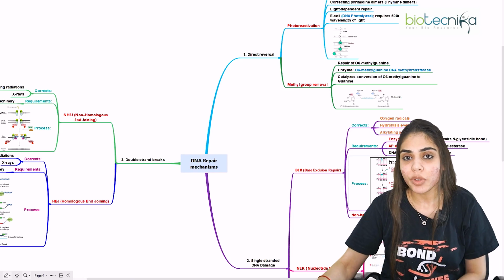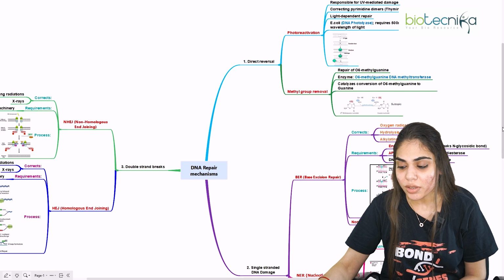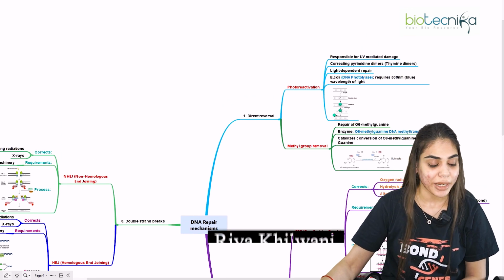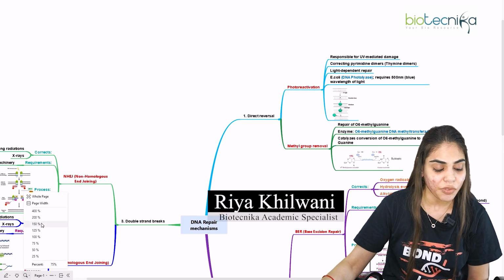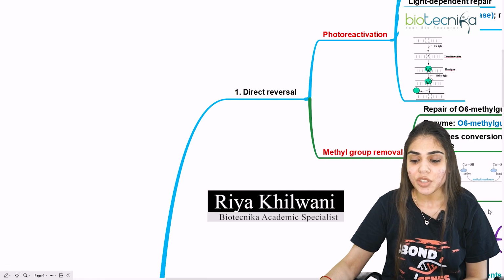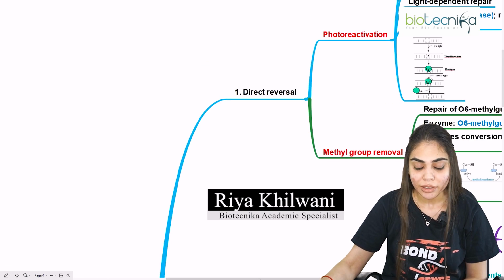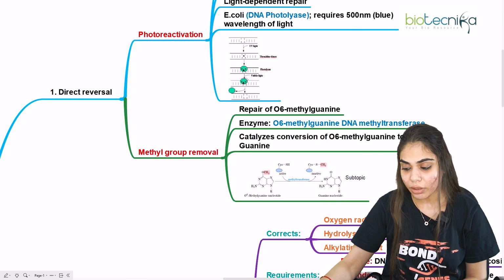So the first pathway over here is direct reversal. And if you see the direct reversal mechanism, it is further classified into two: the photoreactivation mechanism and the other is methyl group removal.